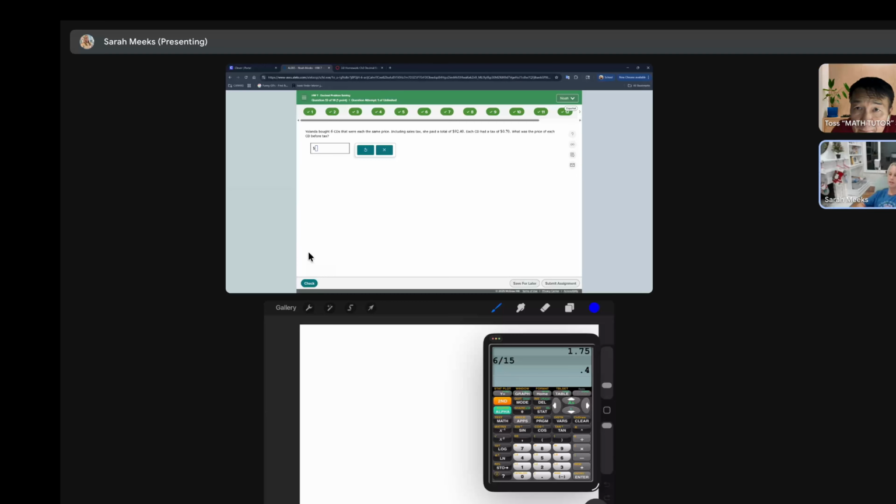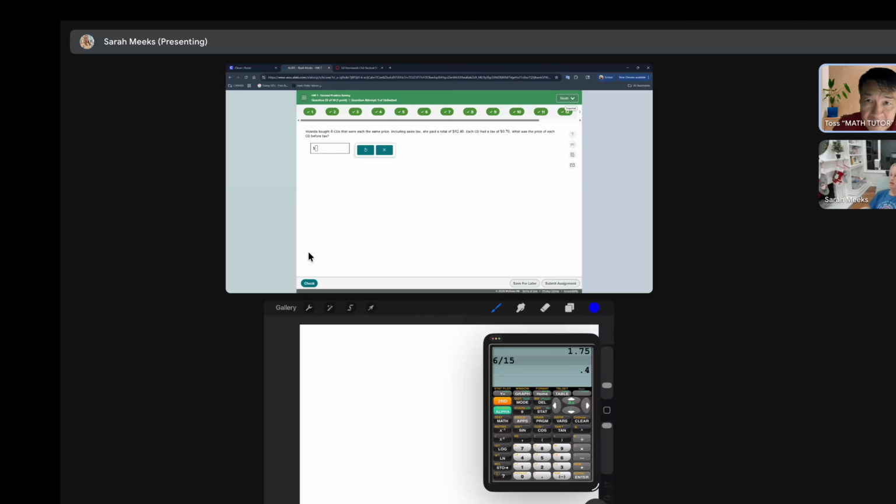Yolanda bought 6 CDs that were each the same price, including sales tax. She paid a total of $92.40. Each CD had a sales tax of 70 cents. What is the price of each CD before tax?